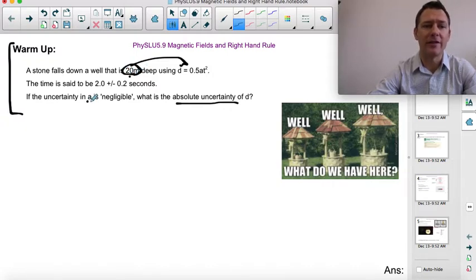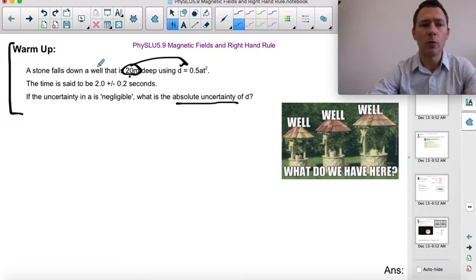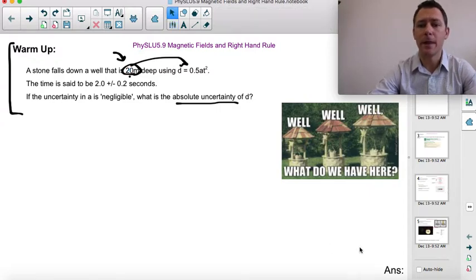So yeah, we're saying the uncertainty in the acceleration due to gravity is negligible. See if you can work through that and find the absolute uncertainty of the distance. Like how uncertain are we? Not the percentage, but the actual number, just of the well. Just so you have a target, plus or minus 4 meters is what I got.